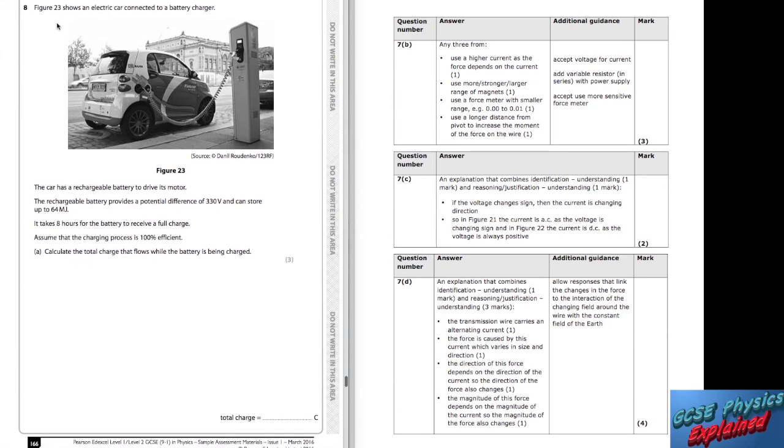Eight. Figure 23 shows an electric car connected to a battery charger. The car has a rechargeable battery to drive its motor. The rechargeable battery provides a potential difference of 330 volts and can store up to 64 megajoules. It takes 8 hours for the battery to receive a full charge, assuming that the charging process is 100% efficient. Calculate the total charge that flows when the battery is being charged.